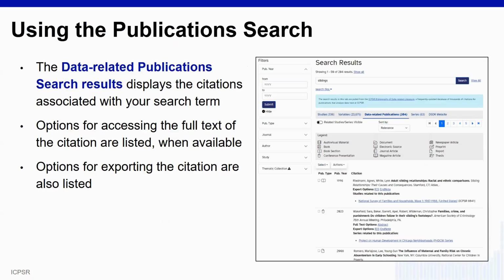Data-related publications appear in a separate search tab when you perform a data search. Each citation related to your search term is displayed, along with options to export the citation and access the full text when it's available. In addition, a direct link to the study or studies associated with the publication is provided for further exploration.